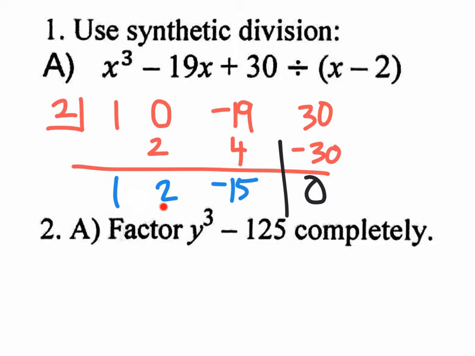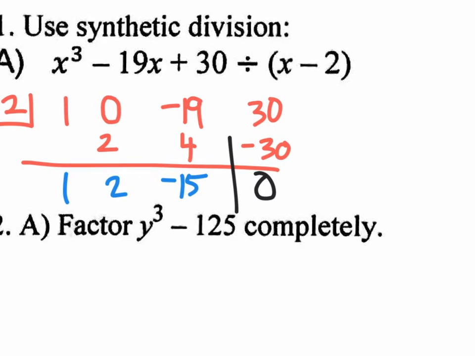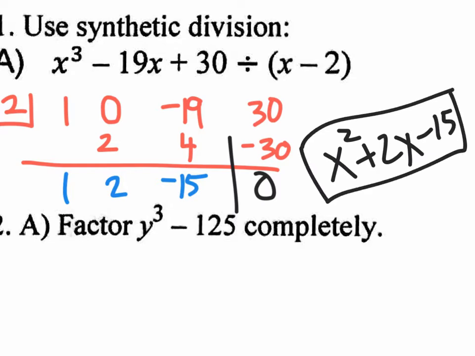All we need to do is put the variables on it. So if you started with the x to the third and you divided by x, the first term should be an x squared. So let me write my answer right here on the side. It's going to be 1x squared, you can put just x squared, plus 2x minus 15. This is the answer.